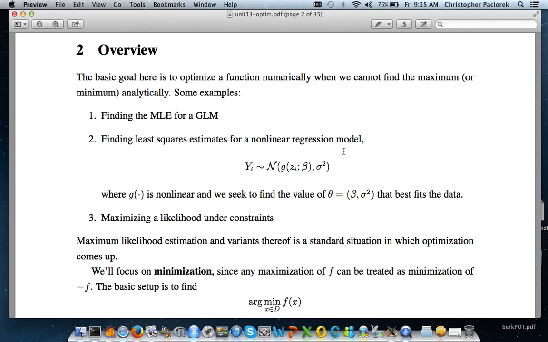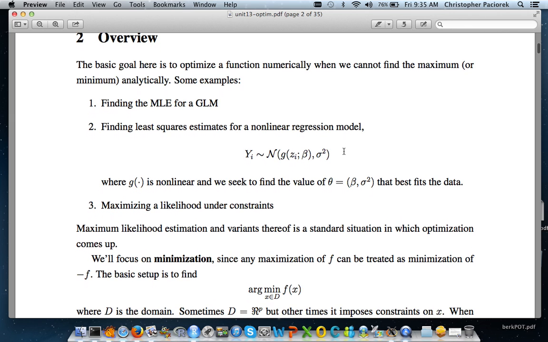So some of the things that we might be trying to do is find a maximum likelihood estimator for a generalized linear model. If we have a nonlinear regression model, we might be trying to find the best parameter estimates for that. We might have a likelihood that we're trying to estimate under constraints, so there might be problems where we've got constraints built in, and we'll talk some about constrained optimization as well.